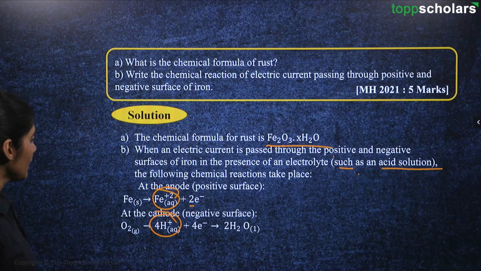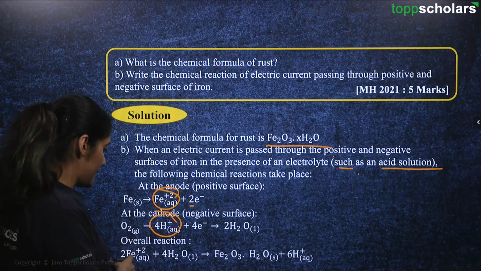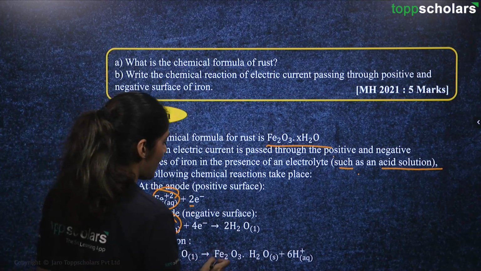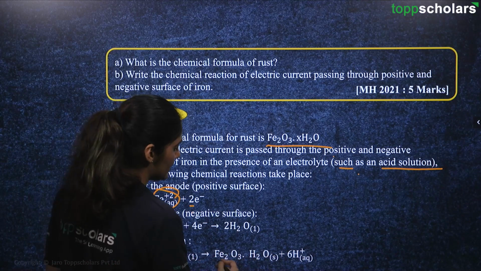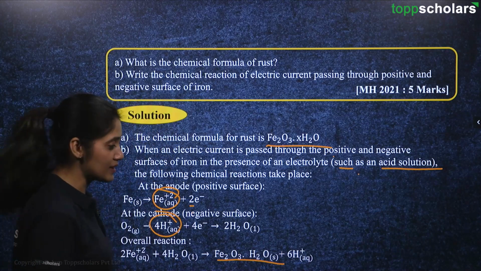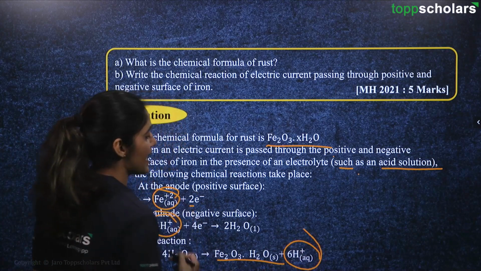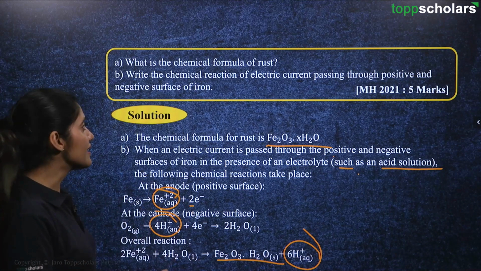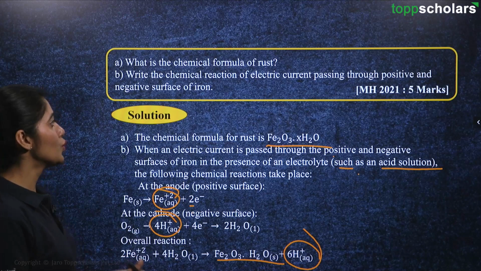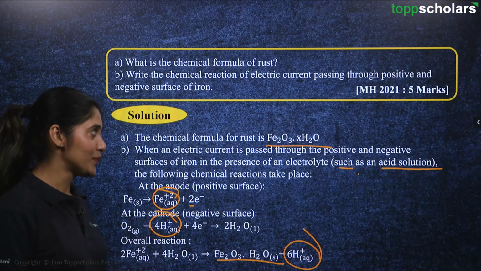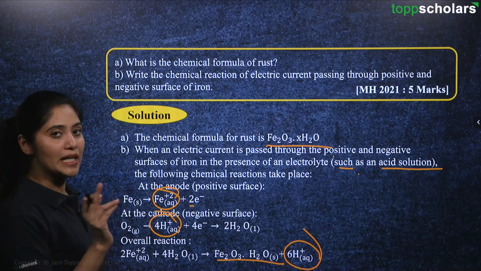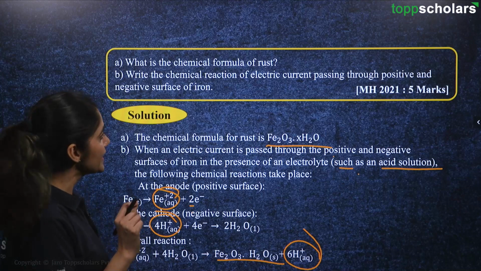Okay. Now, what overall reaction takes place? So, iron reacts with the H2O and forms Fe2O3·xH2O. This is our hydrated ferric oxide, right? And then 6H+ is produced, right? So, this is the reaction that occurs when electric current is passed through positive and negative surface of iron. Okay, so let's move on to next question. Now, this question was asked in 2021. So, let's look at the next question now.